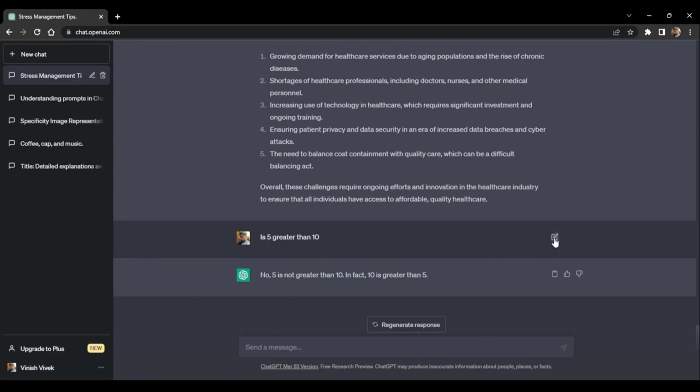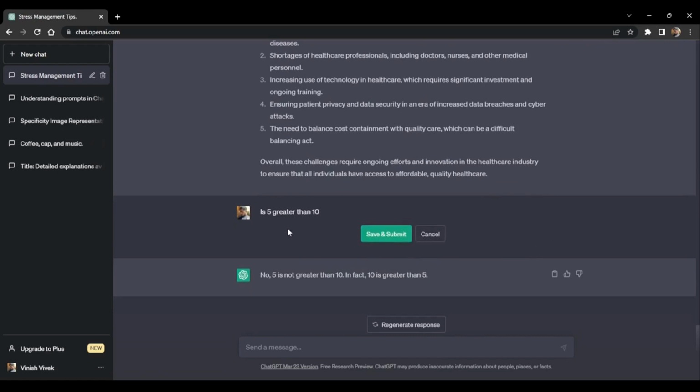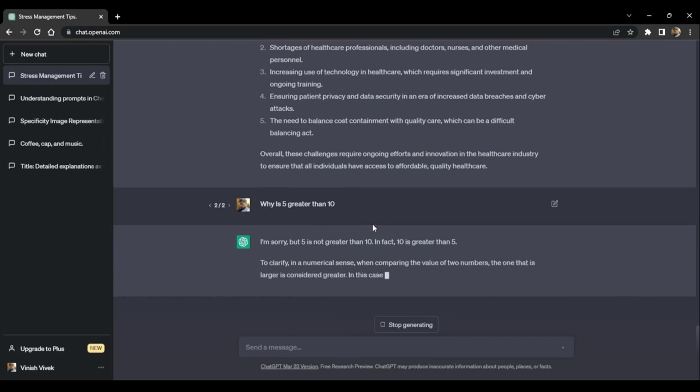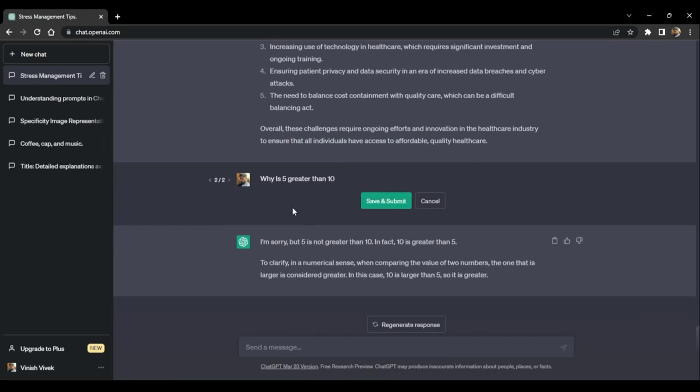But if you want this answer in a little more detail, rather than saying is 5 greater than 10, you could just add a simple why. Why is 5 greater than 10, and you get a more detailed answer to the same thing, because this is a much more open-ended question. All right. Okay, so I wrote why is 5 greater than 10. That's my bad. Why is 10 greater than 5?